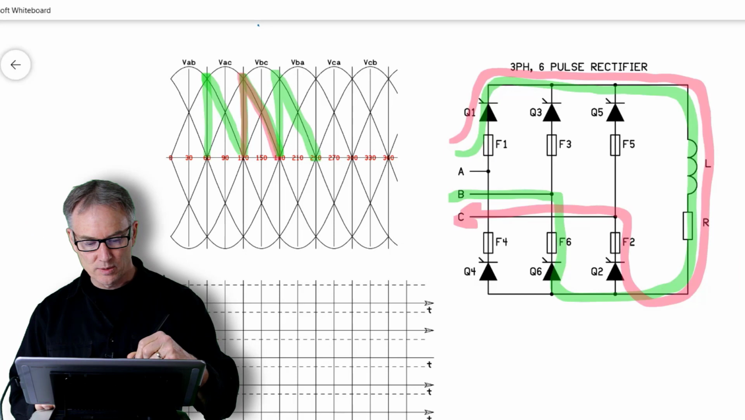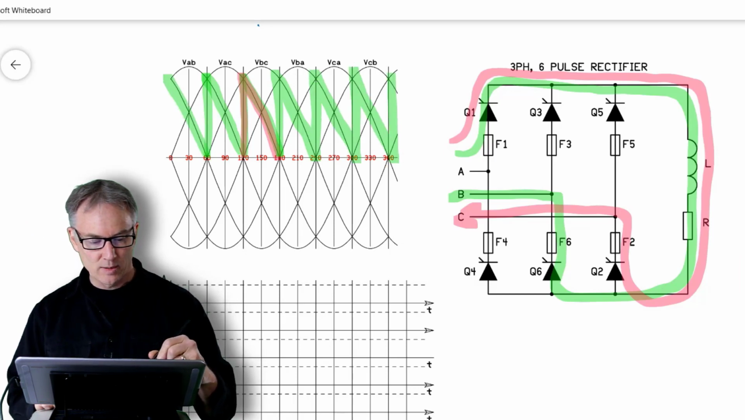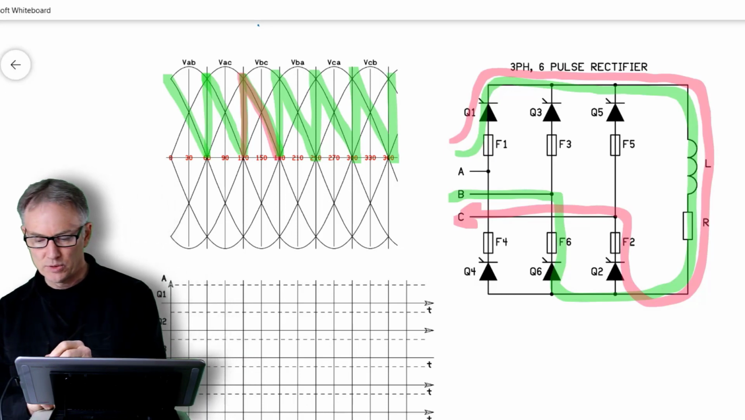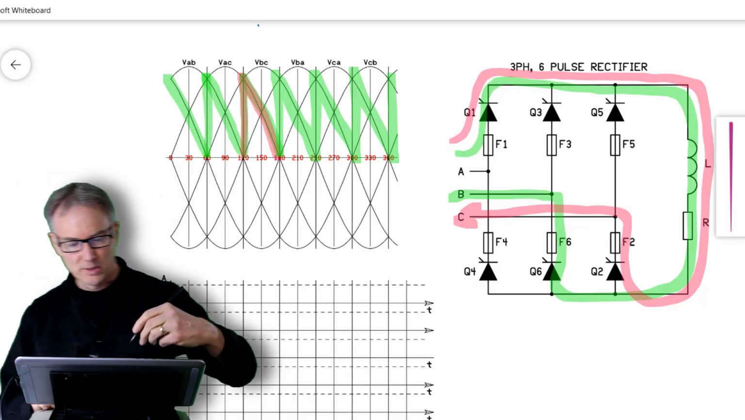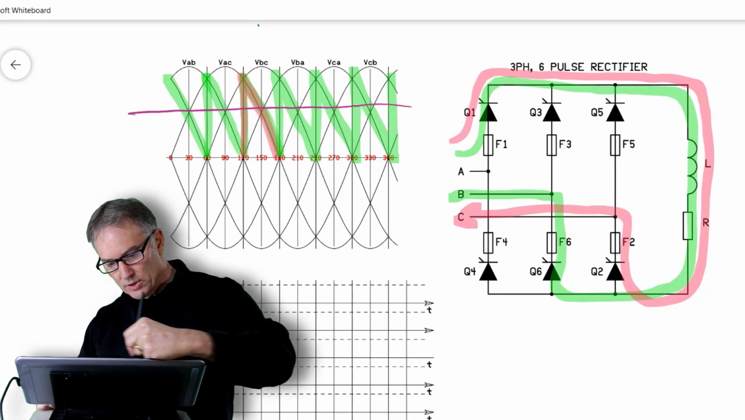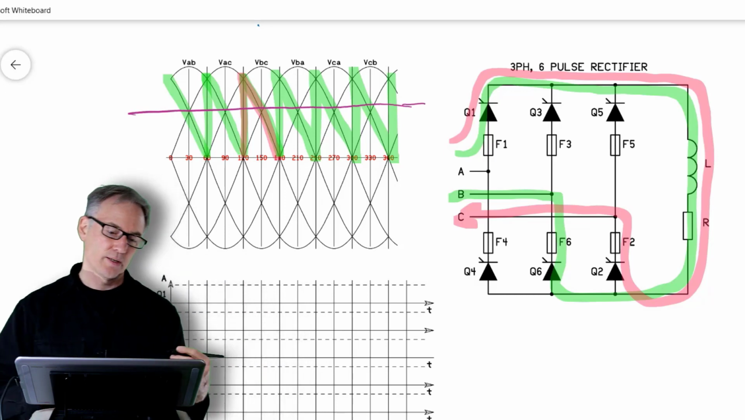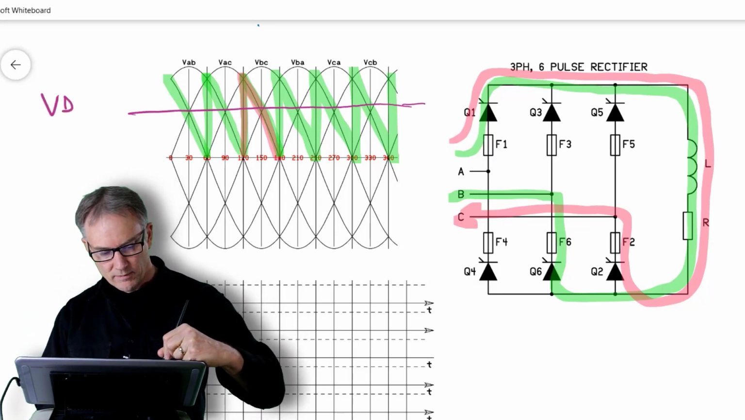So for 60 degrees, your waveform is going to look like that. Now, what does the average DC voltage do? Well, the average sort of comes down the middle of that. So your average DC voltage is going to be sitting in around there somewhere, probably a little bit lower than that. So this is your VDC.